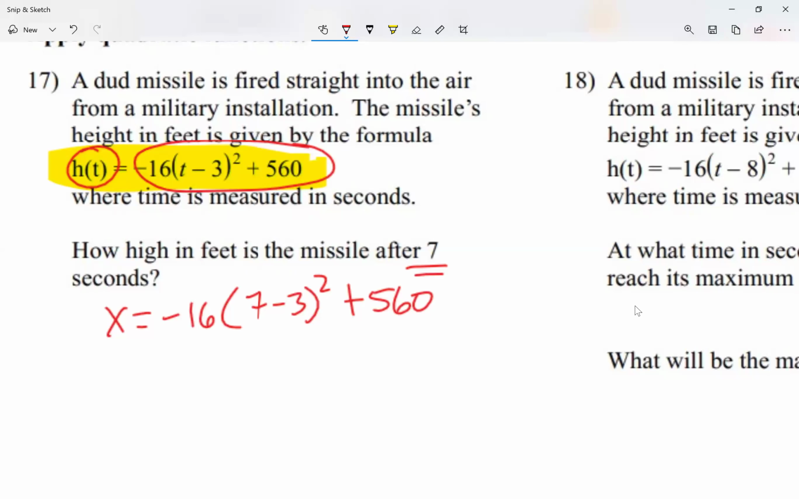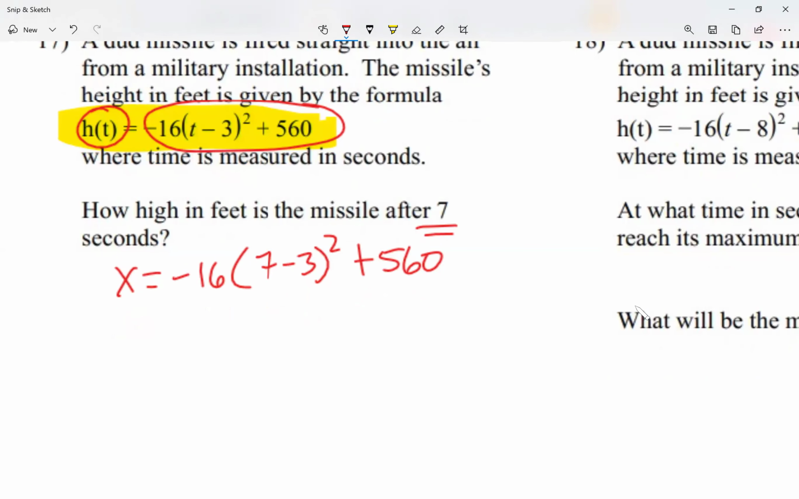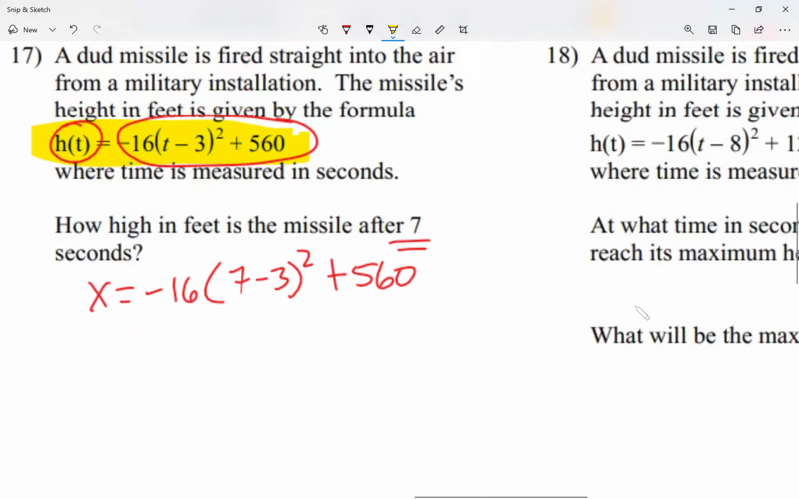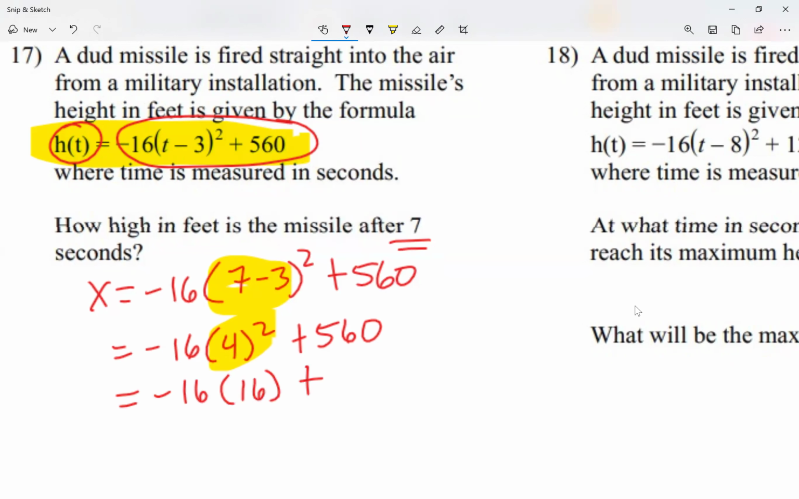Basically, just solve this. Remember order of operations. Remember PEMDAS, GEMS, however you guys learned it. First thing I have to do is my groups or my parentheses. So I have to work this 7 minus 3. So this is equal to negative 16 times 4 squared plus 560. 7 minus 3 gave me 4. I work my parentheses, then I have to work my exponents. I know 4 squared is 16, so this is equal to negative 16 times 16 plus 560.